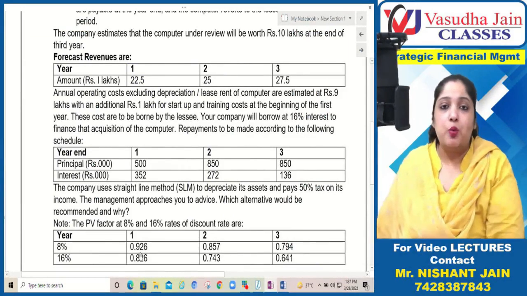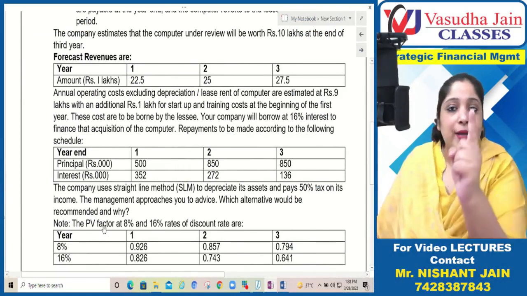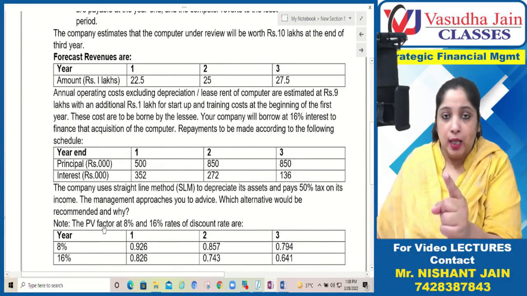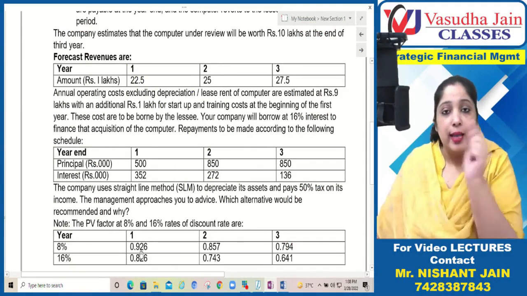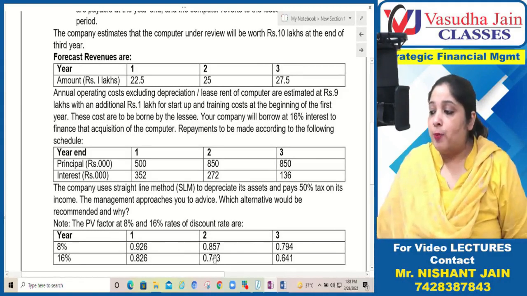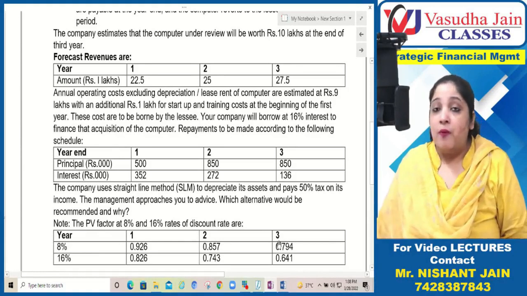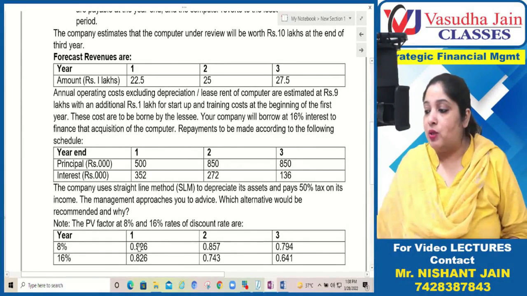You can see 8% first year, this is 0.926. What does this 0.926 mean? Present value factor. Factor means 1 rupee. 1 rupee's present value is this. So if you invest 0.926, then only you will get 1 rupee after 1 year. What is this 0.857? 1 rupee's present value. That is, if you want 1 rupee after 2 years, you have to invest this much. If you want 1 rupee after 3 years, this much you should invest. So I will use this figure.